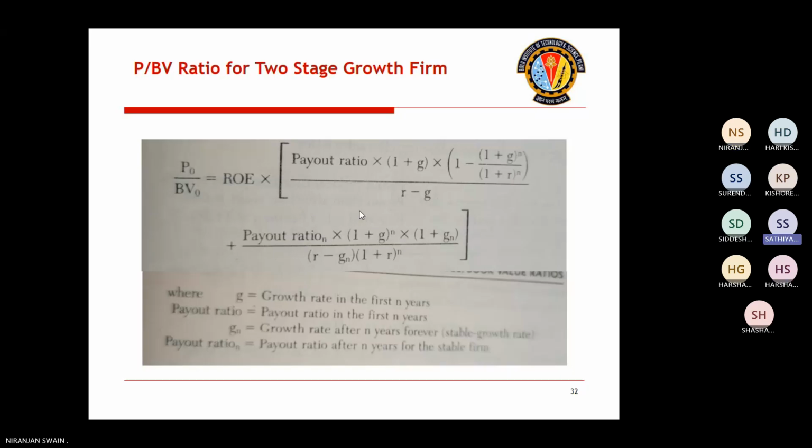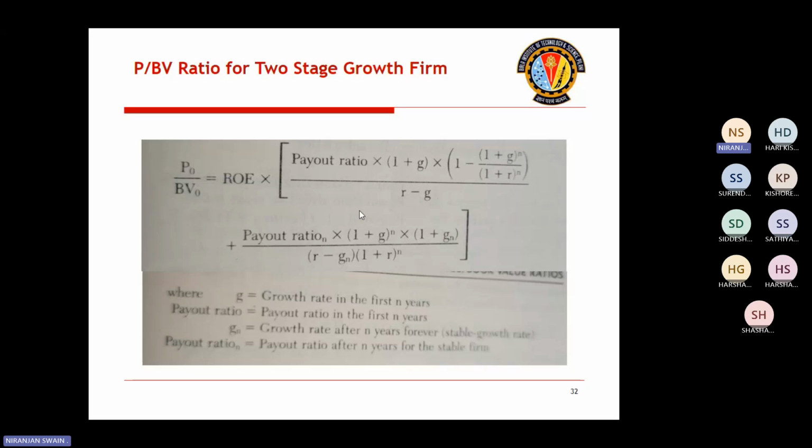Thank you, sir. Sir, I'm getting a sum of 91.23. Oh, no. It should be 7.89. Okay, let's check the parts. During the high growth period, what have you done? Have you taken the ROE? What is the ROE you have taken? ROE is 25%.